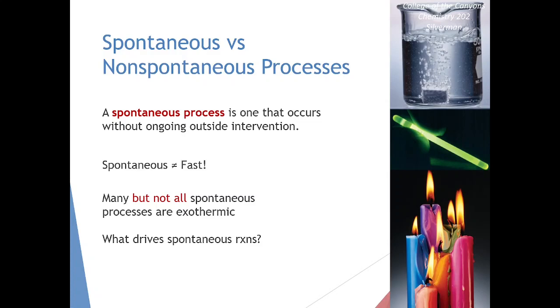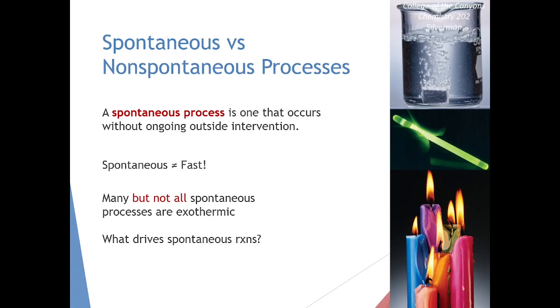We can start with some terminology. Spontaneous processes are ones that occur without any outside intervention. These are processes that will just happen. We don't need to force them to happen. They'll just happen by themselves. Non-spontaneous processes are ones that don't happen naturally, that don't happen without outside intervention. They might actually happen, but they need to be forced to happen.